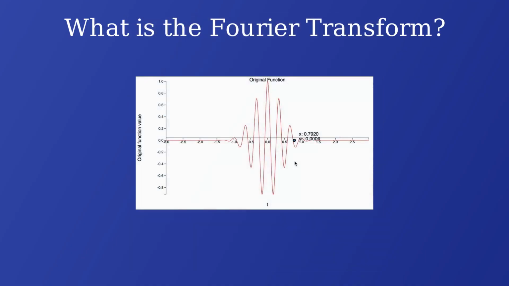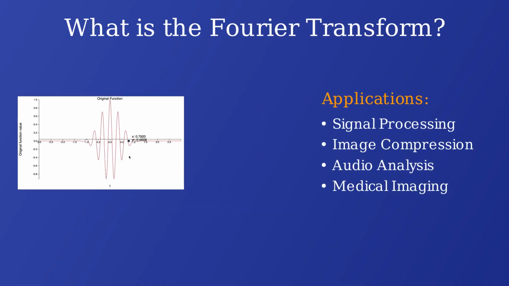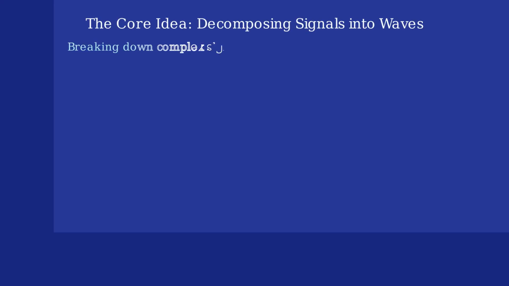When we apply the Fourier transform to a function like this one, we can identify patterns, filter out noise, and compress data efficiently. The Fourier transform has countless applications across various fields, including signal processing, image compression, audio analysis, and medical imaging. The core idea of the Fourier transform is that any signal can be broken down into a combination of simple sine and cosine waves.